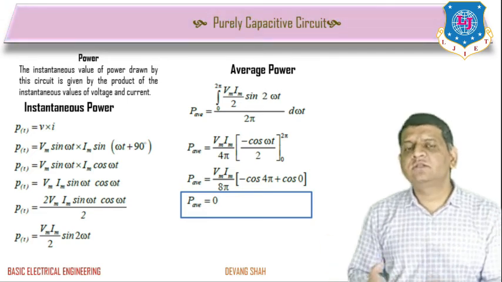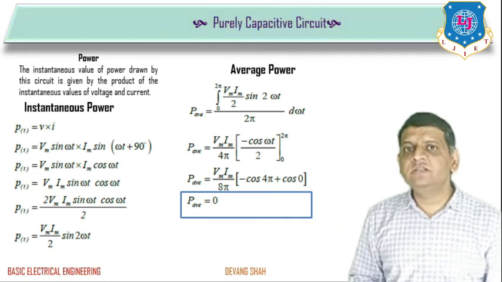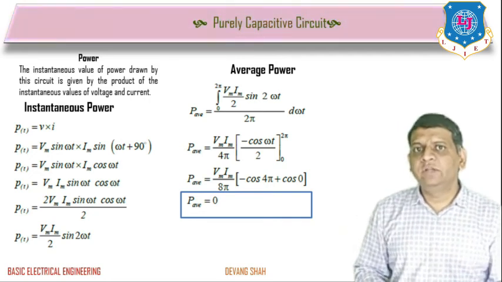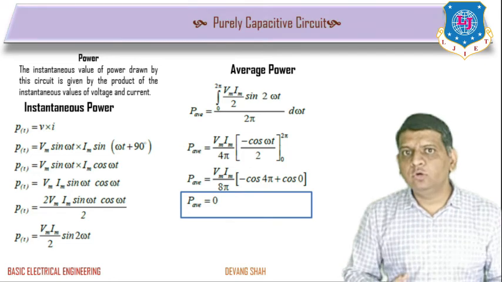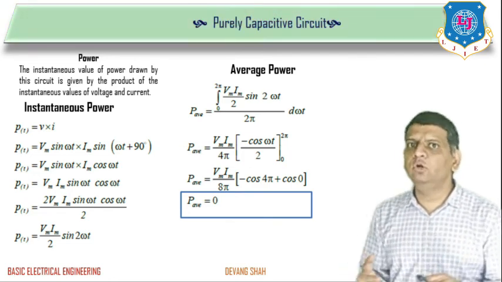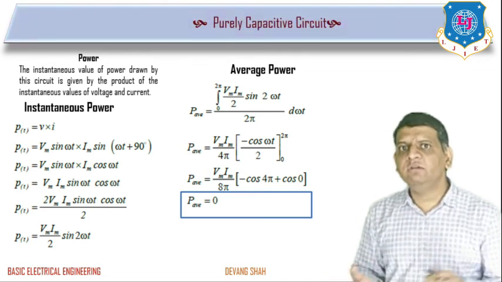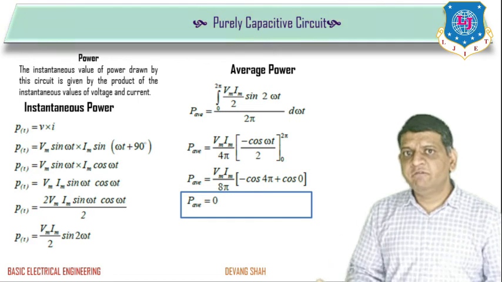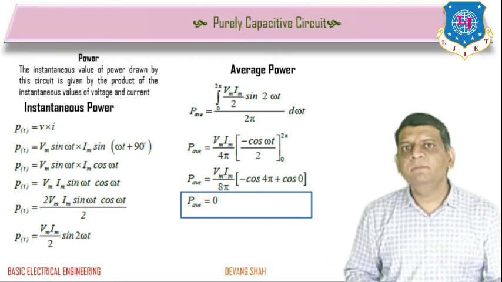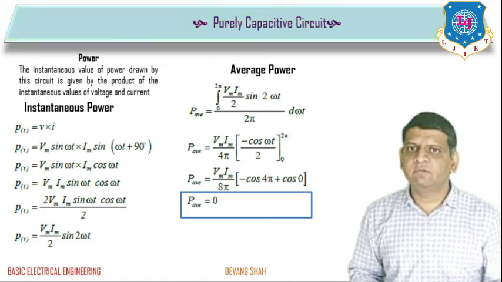And for the first case, the purely resistive case, you will get the constant power P is equal to Vm Im by 2, that is Vm by root 2 into Im by root 2. So the average value of power is equal to Vrms into Irms. But this is not the case for the purely inductive and purely capacitive circuits. For both the circuits, purely capacitive and purely inductive, average power is equal to 0.